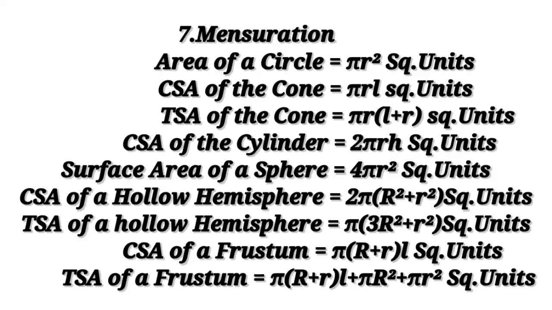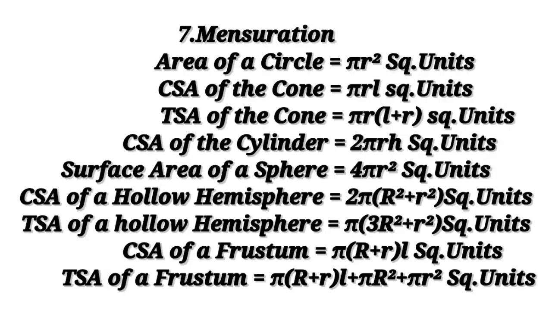Today we are going to discuss the chapter mensuration, continuing exercise 7.1. Here, recapping the formulas: area of a circle is equal to pi r squared square units. Then CSA of the cone is equal to pi r L square units. Then TSA of the cone is equal to pi r into (L plus r) square units.